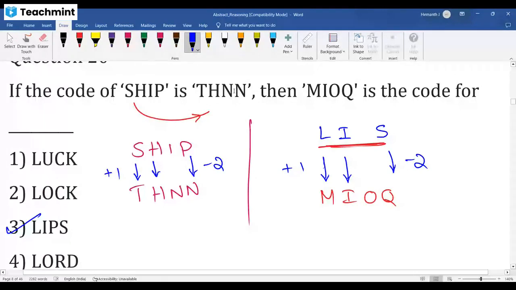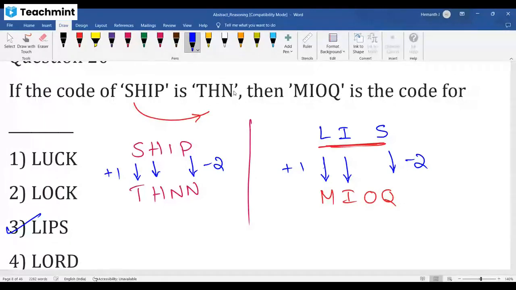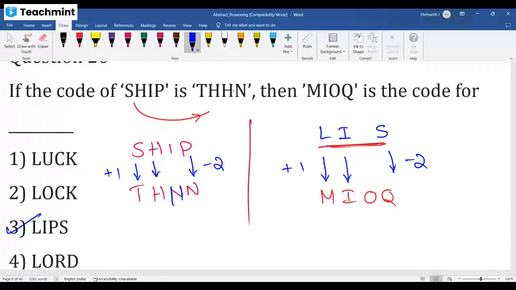but correct should be like this. It should be THHN. Let's say if it is H, I previous letter is H, here P previous letter is O. Then MIOQ will fit. Then that option is the correct one. This middle letter is the issue: THHN required instead of THNN. Apart from that, remaining three letters are correct.